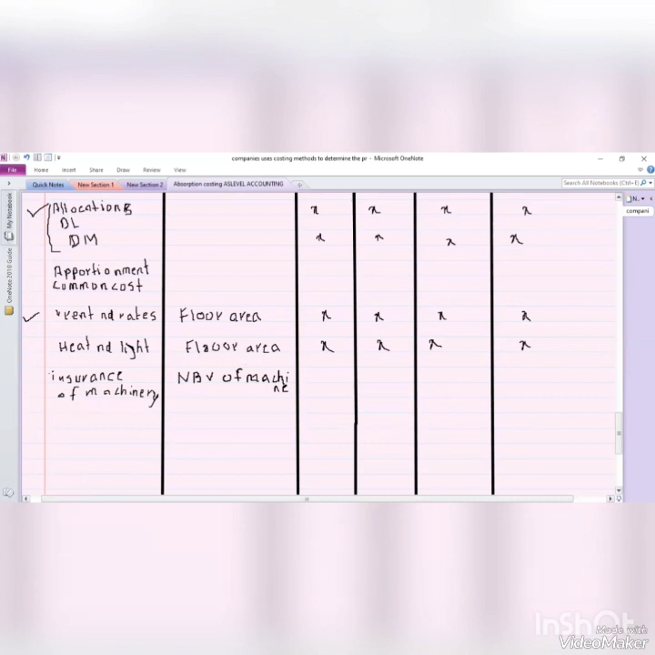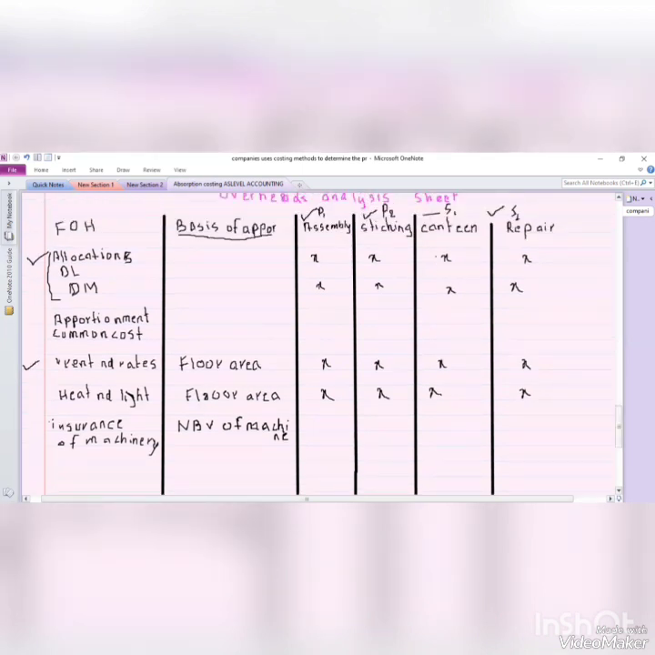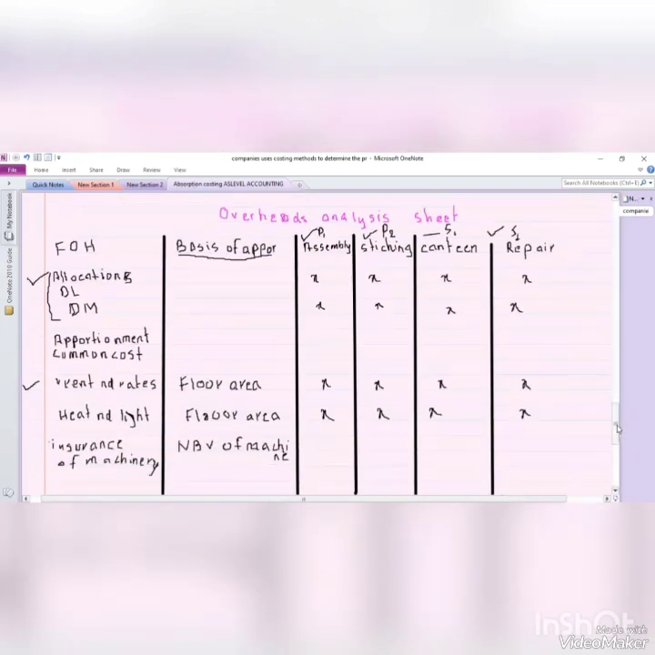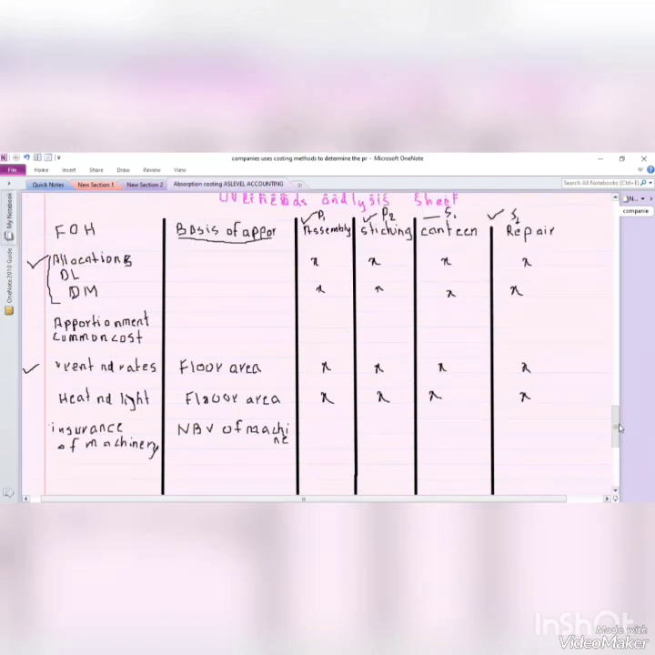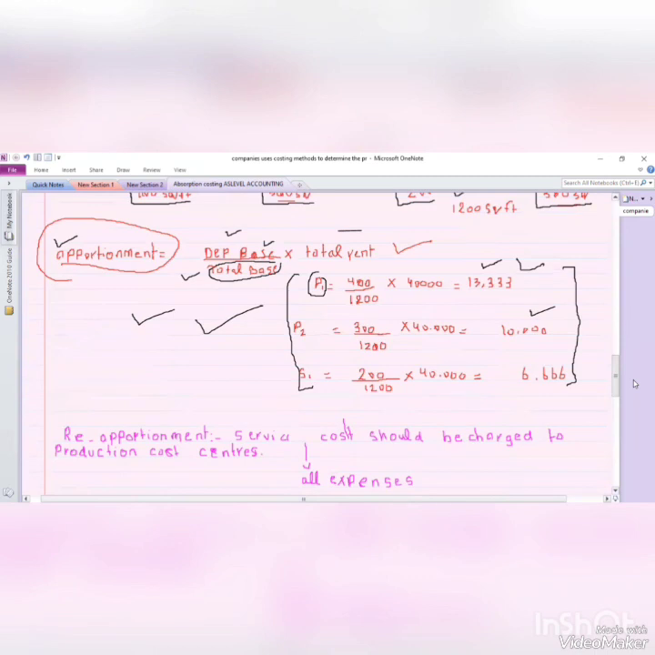So you will have four net book values of machinery in your question: the first for assembly, the second for stitching, the third for canteen, and the fourth for repair. You just add all these four, and this will give you the total net book value of machinery. After that, you can use the apportionment formula.